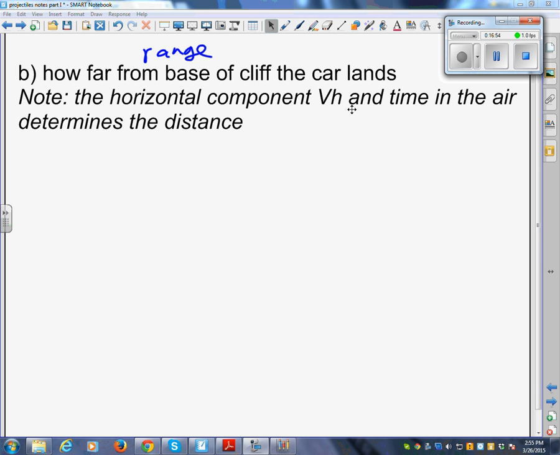Joey, does the horizontal and the vertical in projectile motion, should we keep separate or should we put them together? Keep separate. There you go. See? Joey did it. Awesome.